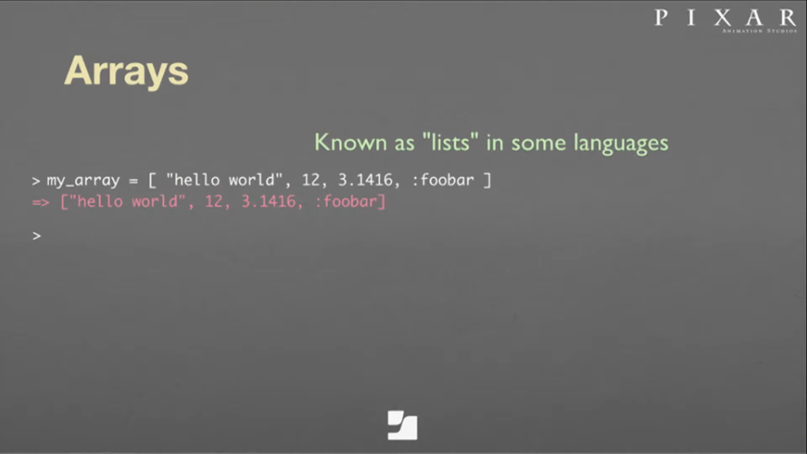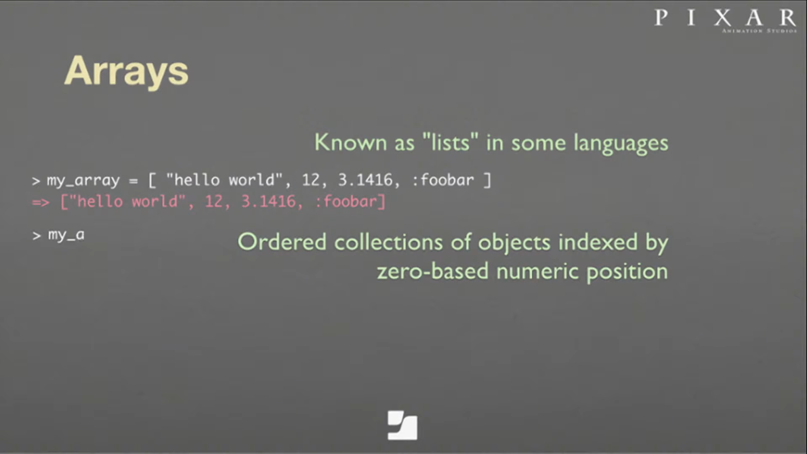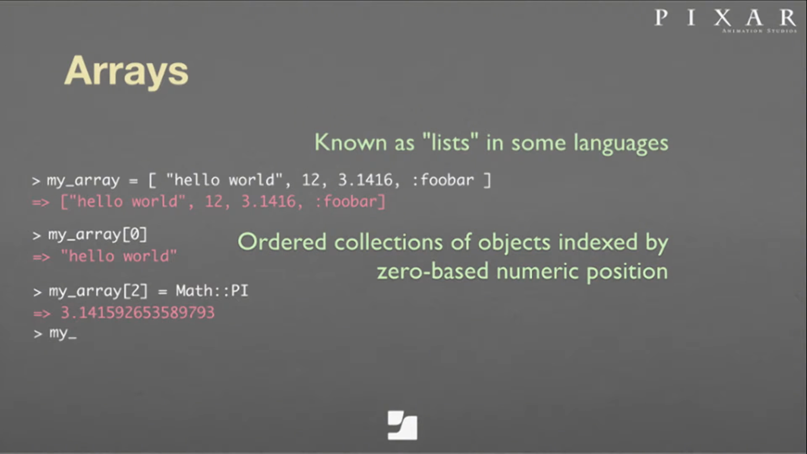Arrays, which are also known as lists in some languages, are ordered collections of objects, and here's how you make an array. You put it into square brackets, and then separate the items by commas. Here we have an array that has a string, an integer, a float, which is a number that has a decimal point in it, and a symbol.